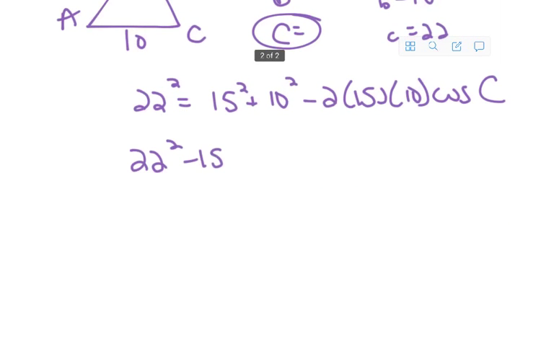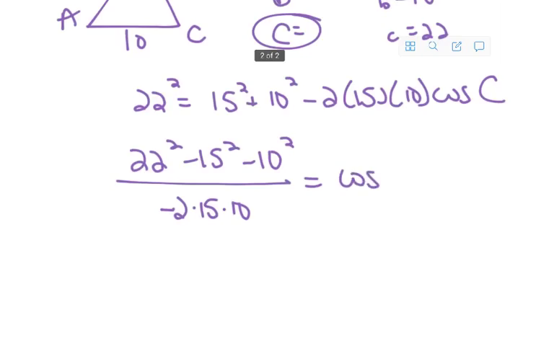subtracting 15 squared and 10 squared. We're going to divide by negative 2 times 15 times 10. And then we're going to take the inverse cosine of that. And the way that you should put it in your calculator, I'll actually write it the way you should plug it in. Let's do it this way.